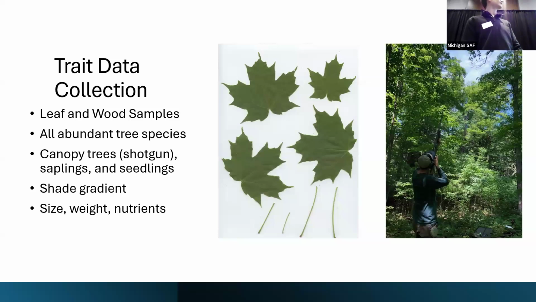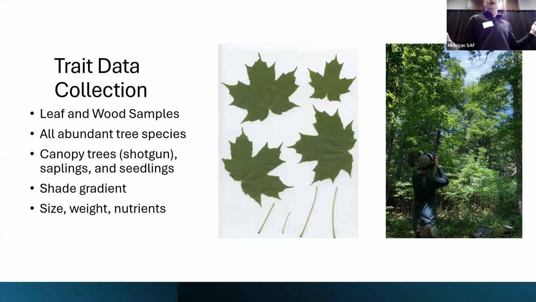So we also collected traits. Like I mentioned, traits are just leaf and wood characteristics that we can get. And so we wanted to develop models for each of the abundant species on the forest. So wherever we had our inventory data, we could see, okay, most of the basal areas are in a handful of species, or a couple of species are maybe not that much basal area, but they're very abundant and we'd like to sample them.